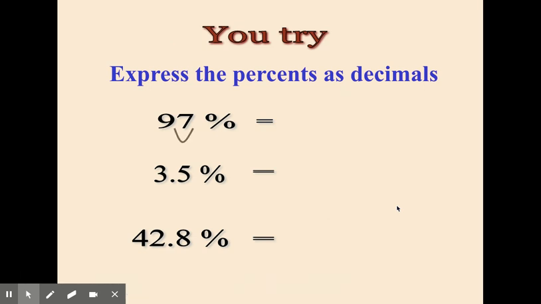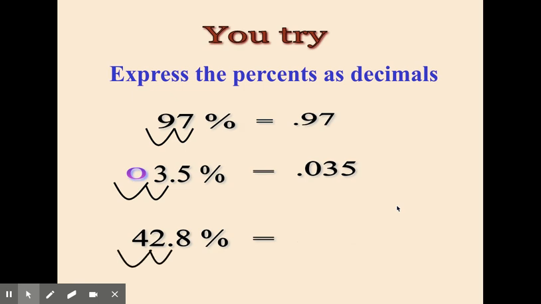97% as a decimal is 0.97. Okay, before I do the 3.5%, I'm going to add a 0 to the front. Doesn't change anything. You get 0.035. And then finally, 42.8, 0.428.